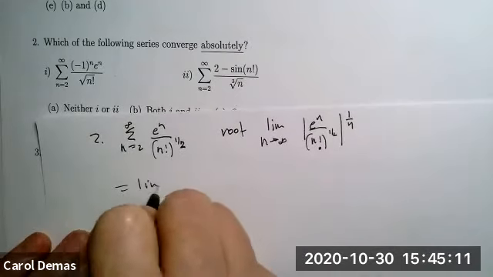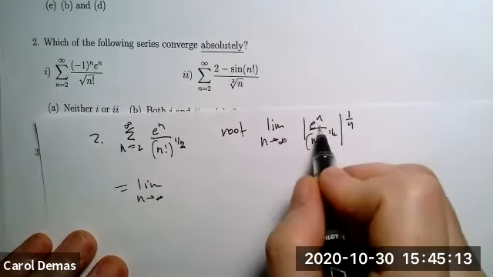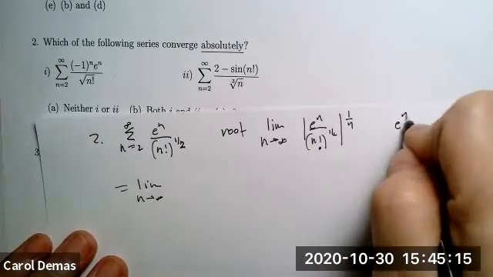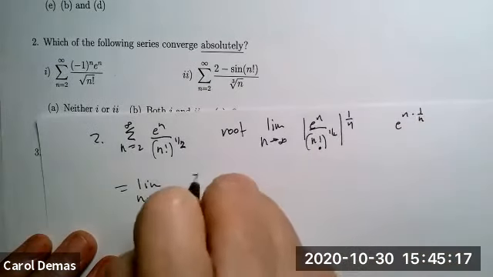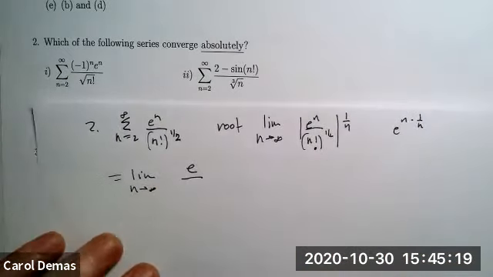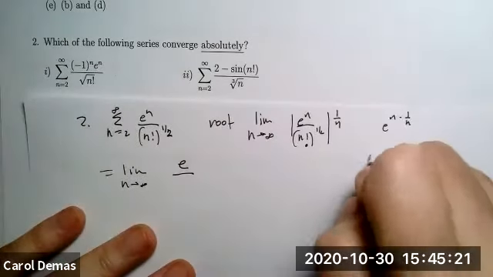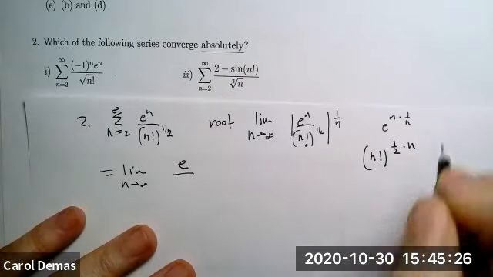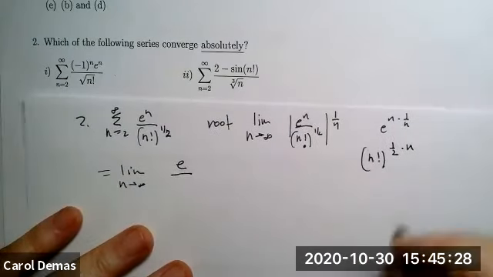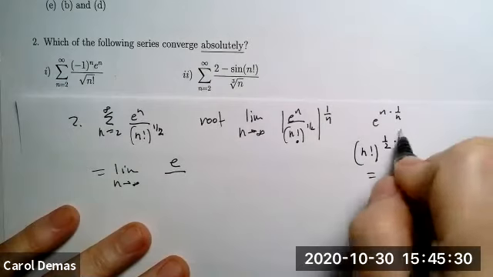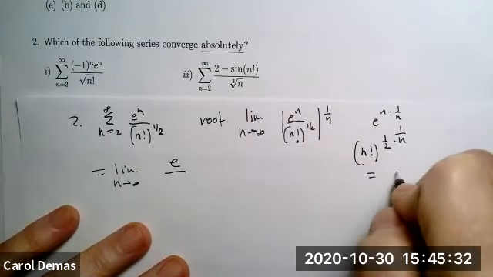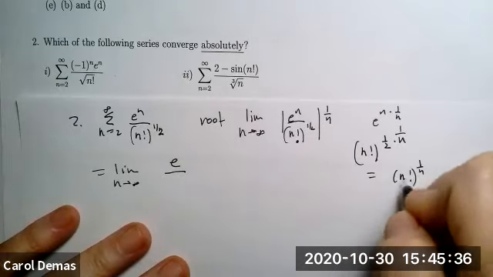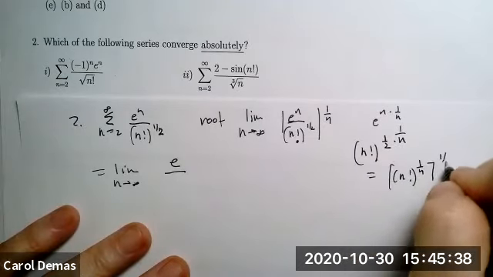And that's going to be the limit as n goes to infinity of e to the n to the 1 over n. That's just going to give us plain e on top. On the bottom, we'll have n factorial to the 1/2 to the 1 over n. So that's like the nth root of n factorial to the 1/2.